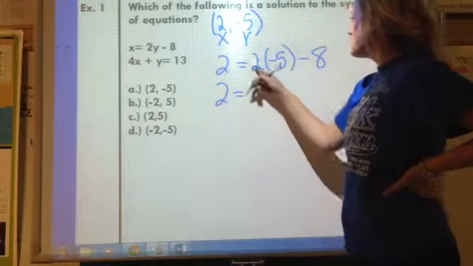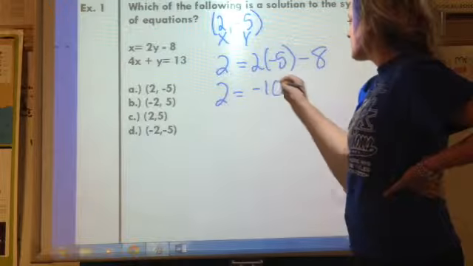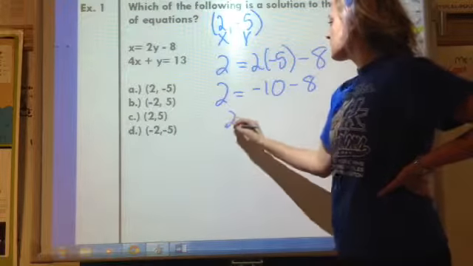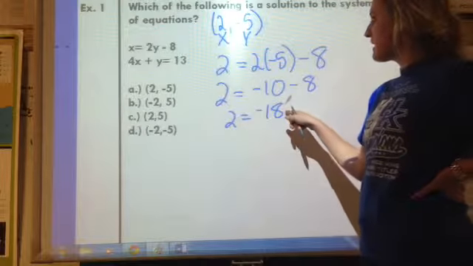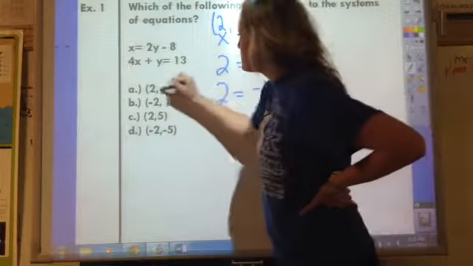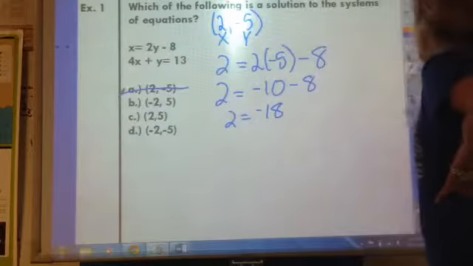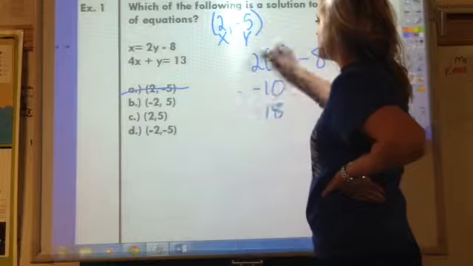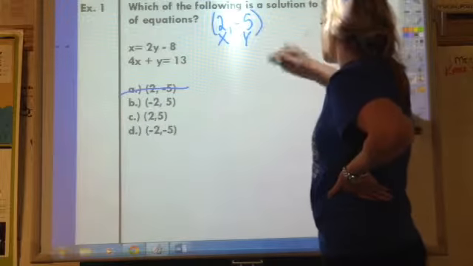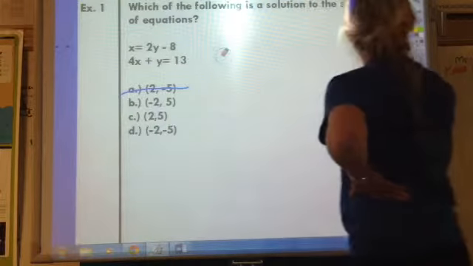2 equals 2 times negative 5, which is negative 10, minus 8. I'm going to be left with 2 equals negative 18. 2 does not equal negative 18, so I know that this first coordinate pair is not a solution for both of my equations. If it doesn't work for the first equation, don't even bother plugging it in for the second one, because it won't make it any more true.